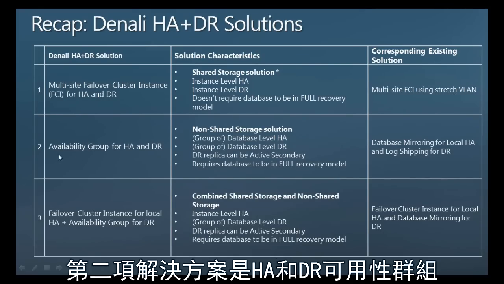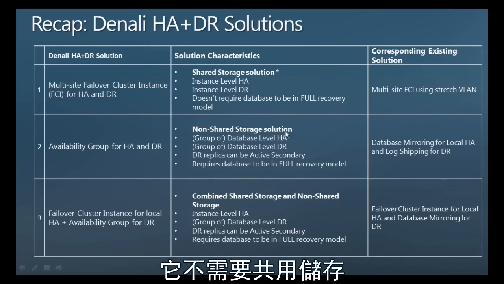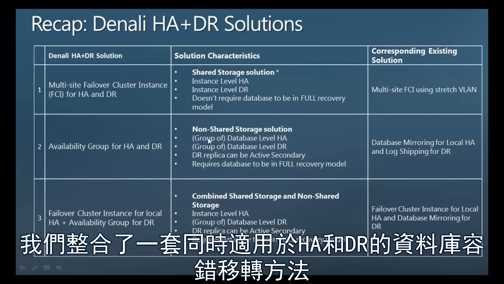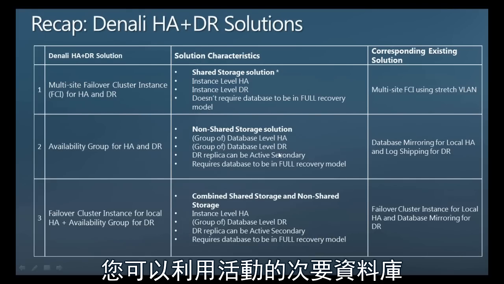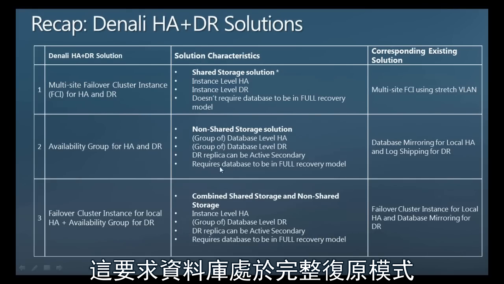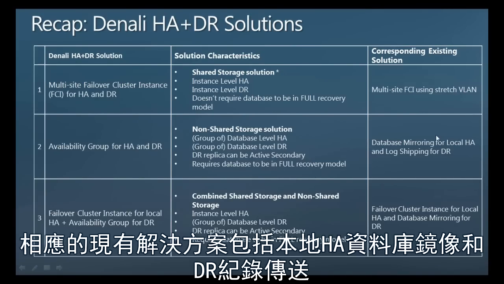The second one is the availability group for HA and DR. You don't need shared storage. We have a set of databases failing over together for both HA and DR. You can leverage active secondaries. It requires the database to be in the full recovery model. The corresponding existing solution is database mirroring for local HA and log shipping for DR.